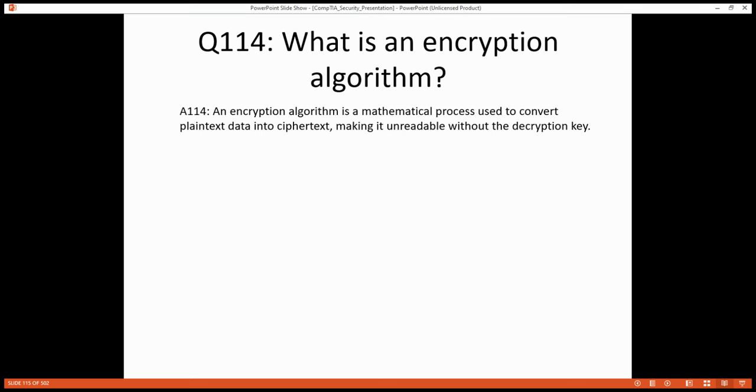Q114. What is an encryption algorithm? A114. An encryption algorithm is a mathematical process used to convert plaintext data into ciphertext, making it unreadable without the decryption key.